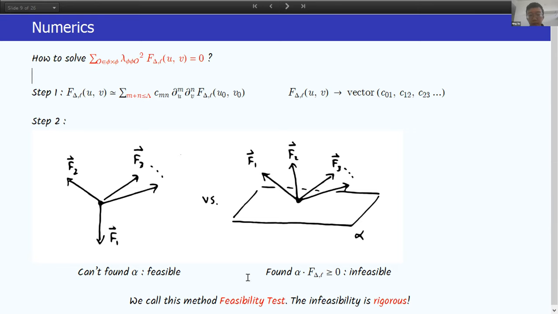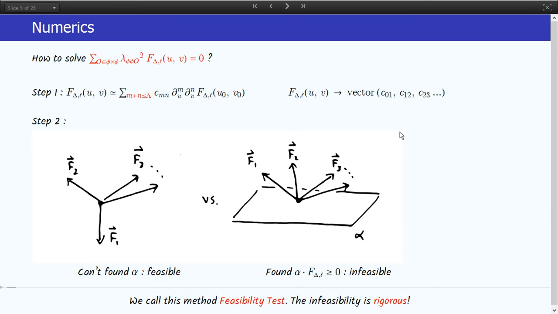And I want to emphasize, if you find such a function, the infeasibility is actually rigorous, because even though we truncate this, projecting this infinite dimensional function to a finite dimensional vector space, if we can rule out this equation in finite dimension, of course we can also rule out the original equation. So the infeasibility is actually rigorous. This is probably the most difficult technical part of my talk. Are there any questions at this moment?